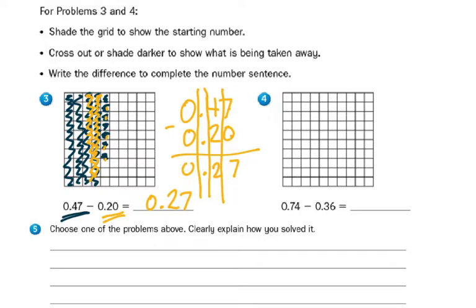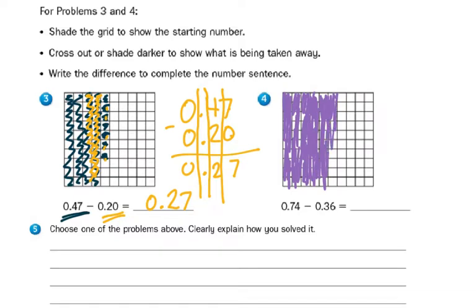In problem number 4, remember you're doing all of this in your journal with me. You're going to shade in 74 hundredths. And again, remember it's asking you to do this in 2 different colors. Actually, no, I think it's just asking you to X it off or cross it off. 50, 60, 70, 71, 72, 73, 74 hundredths.